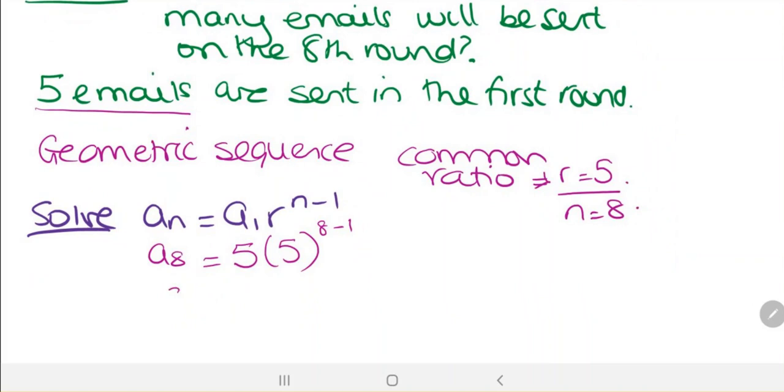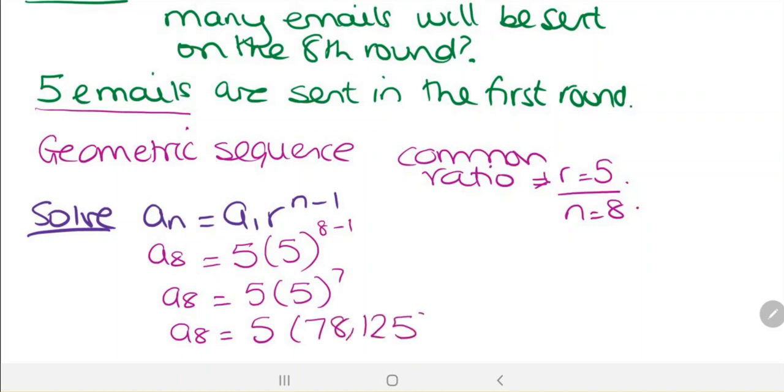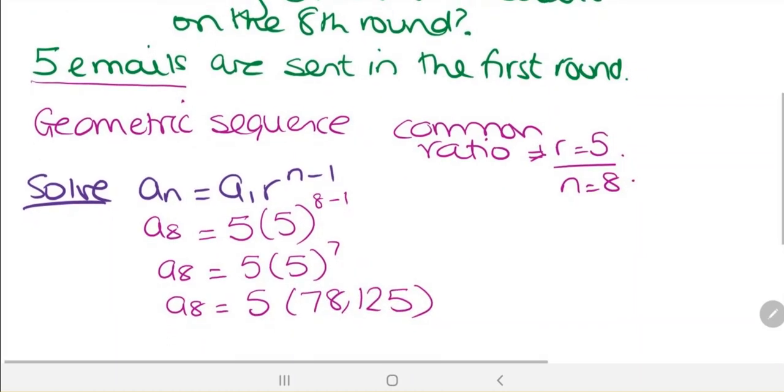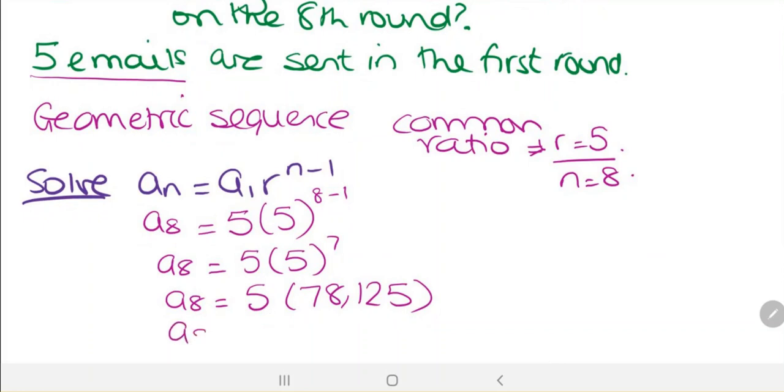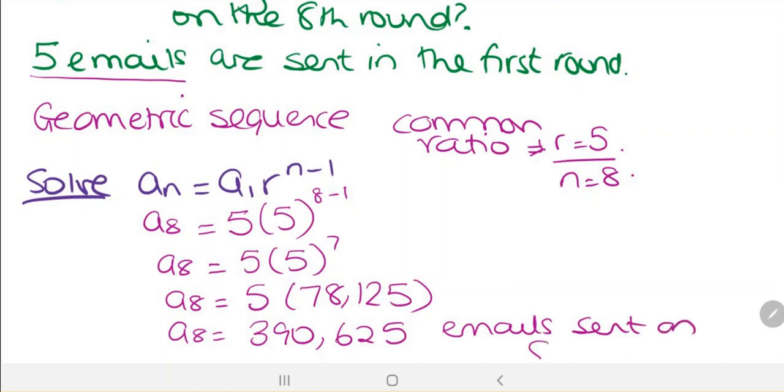So the value for a_8 is going to be 5 times 5 to the power of 7. If we work this out, 5 to the power 7 is 78,125, and multiply that by 5, and we'll have 390,625 emails sent on the 8th round.